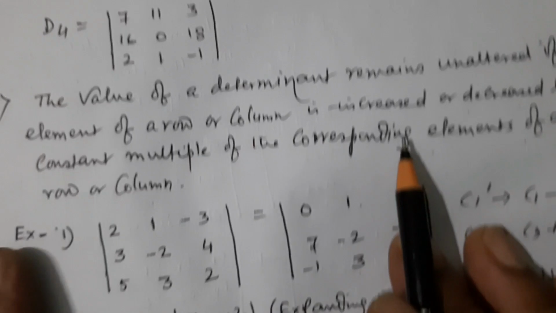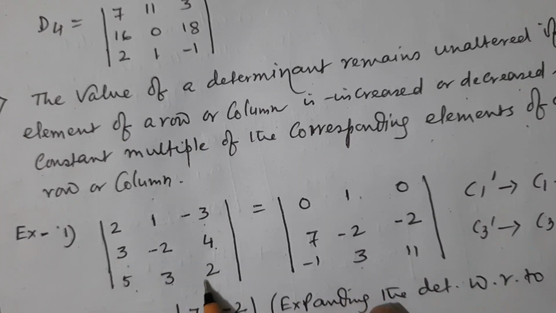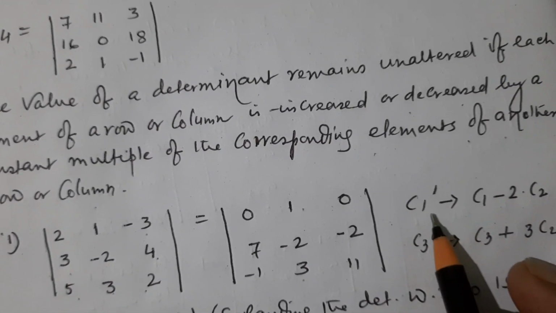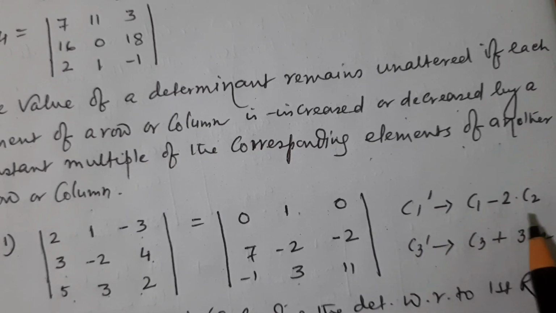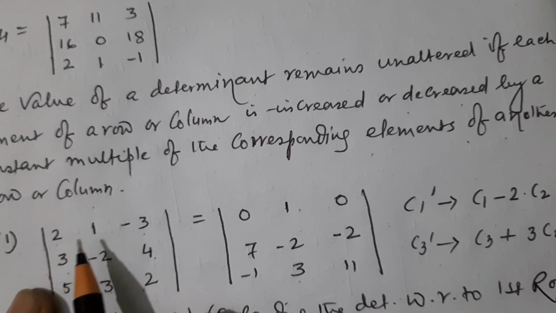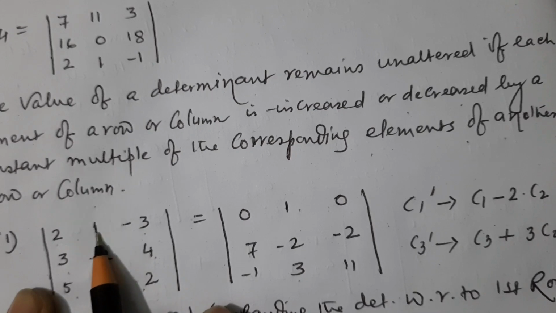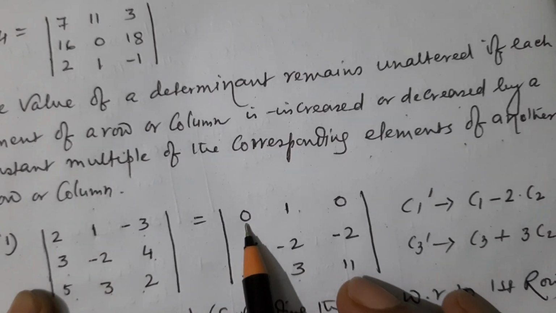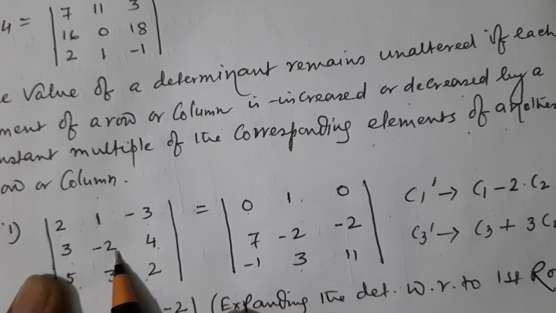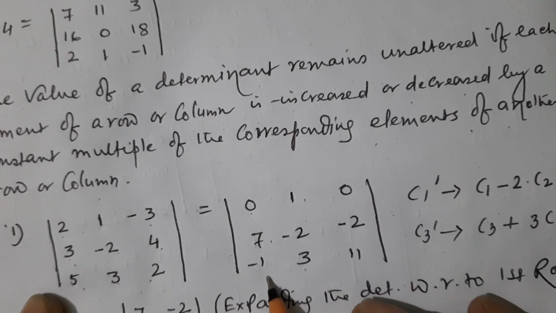Just consider an example: 2, 1, minus 3, 3, minus 2, 4, 5, 3. Operate on the first column, then the first column is changed, and the rule is C1 dash, that is C1 minus 2 C2, the corresponding element of the first column minus 2 into this column: 2 minus 2 into 1, that is equals to 0. 3 minus 2 into minus 2, that is equals to 7. 5 minus 2 into 3, that is equals to minus 1.